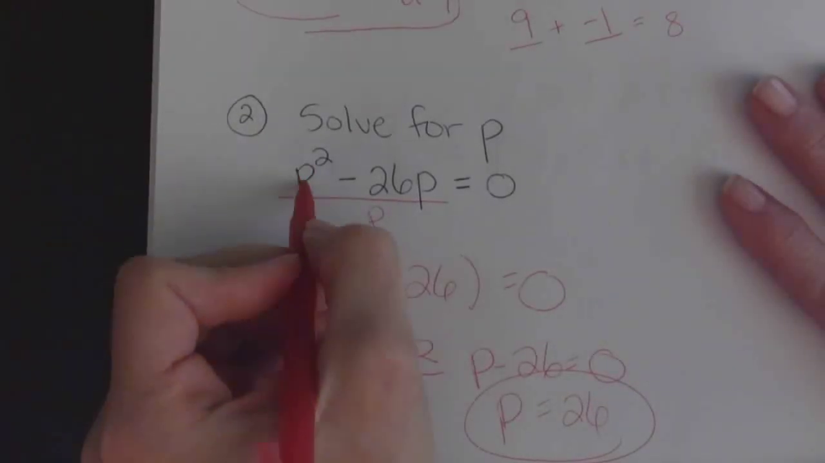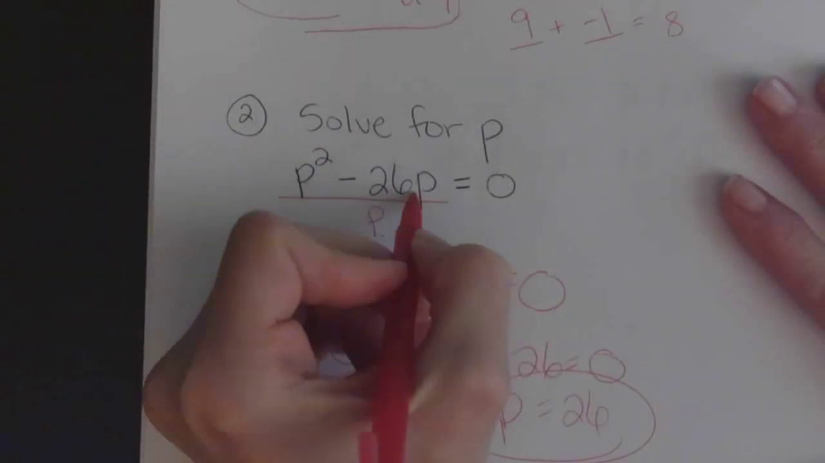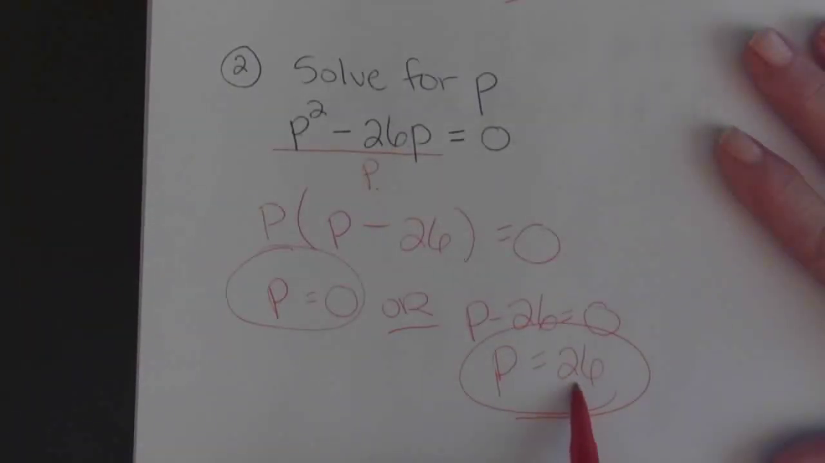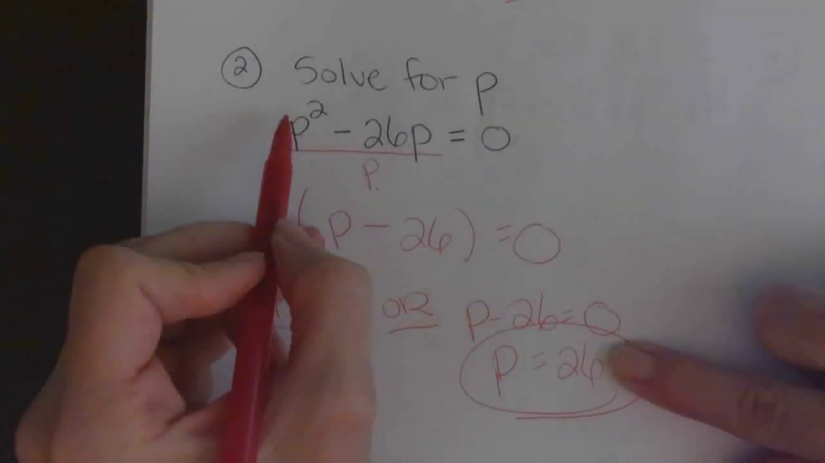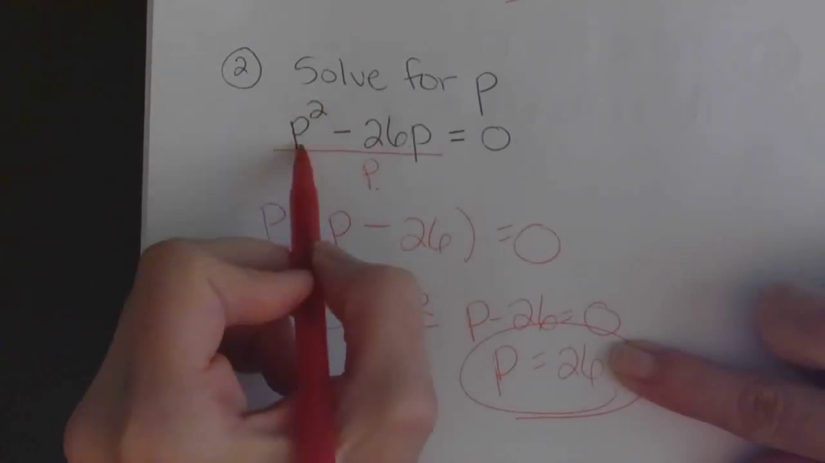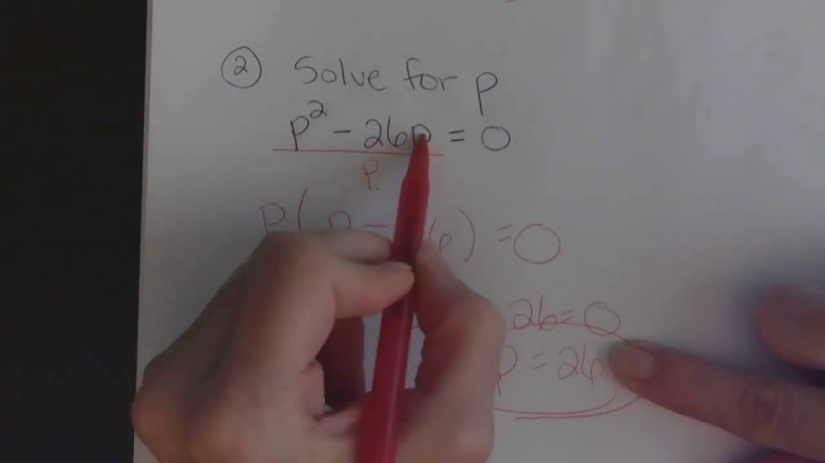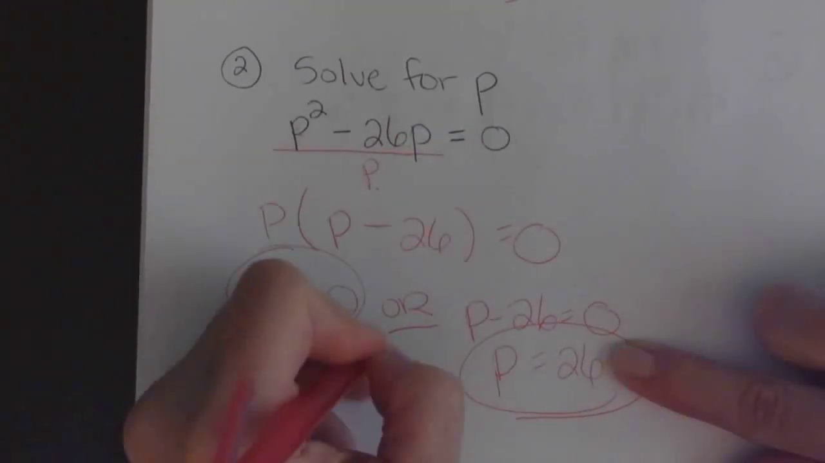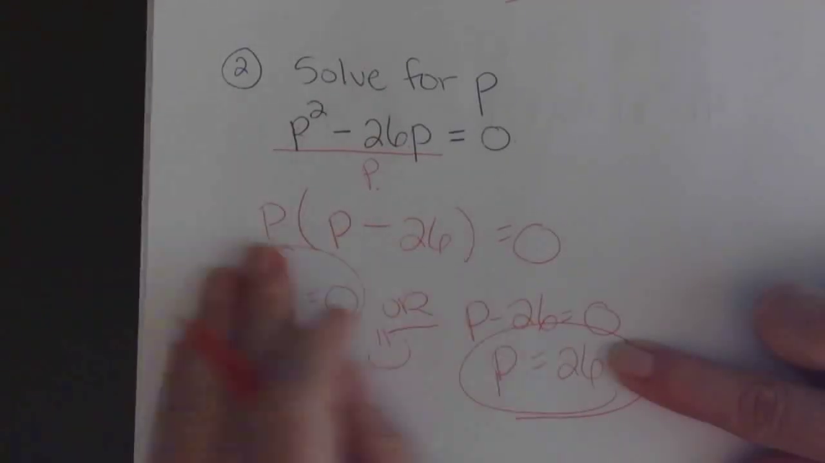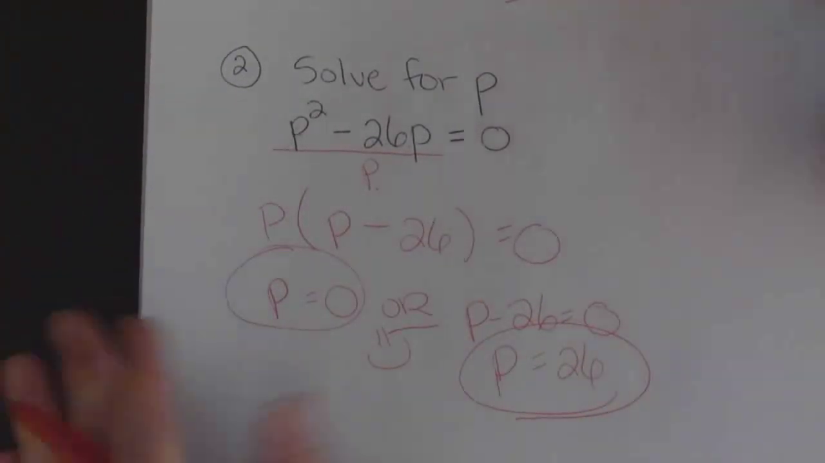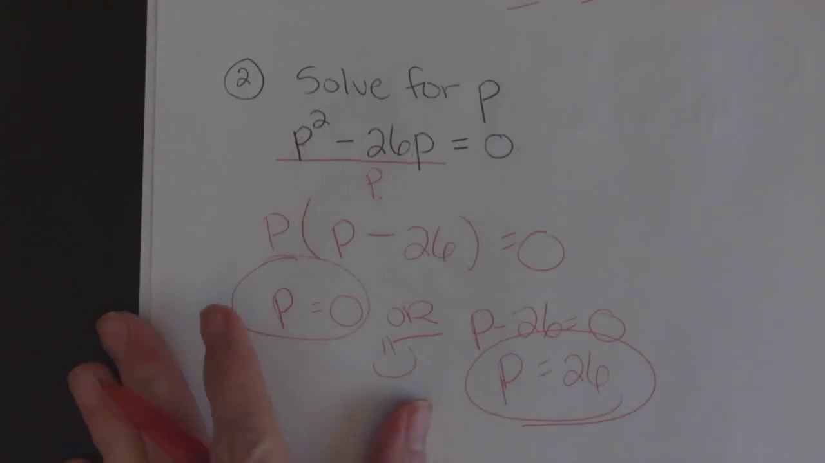Do they work? Well, let's go up and see. If I put 0 in here, 0 squared minus 26 times 0 is certainly 0. And if I put 26 in, 26 squared means 26 times 26 minus 26 times 26. That's going to be 0 as well. So that's making me feel really good about this. So see how it's the zero product property from yesterday, but before you do it, you have to factor.